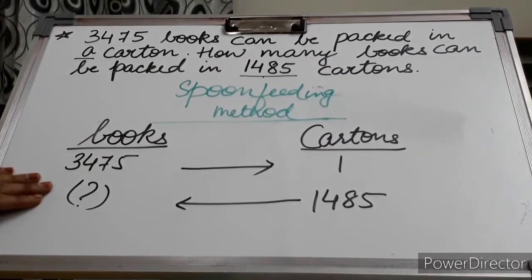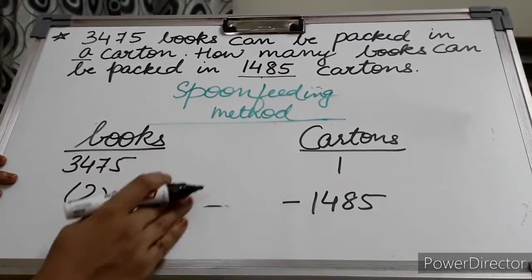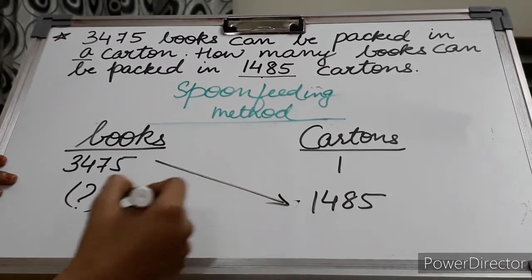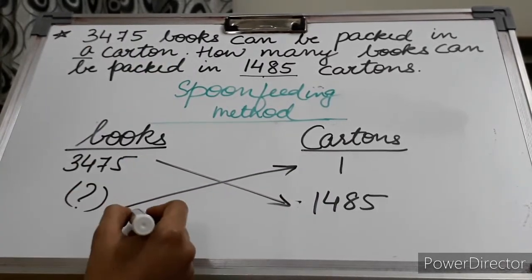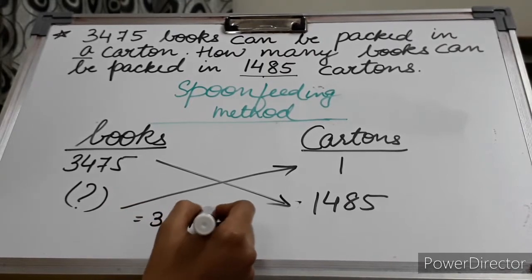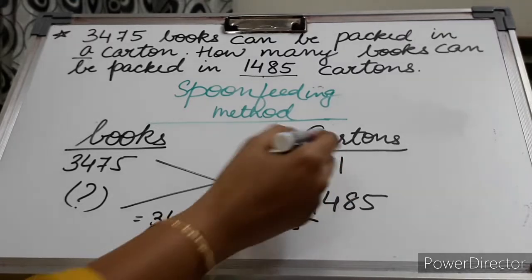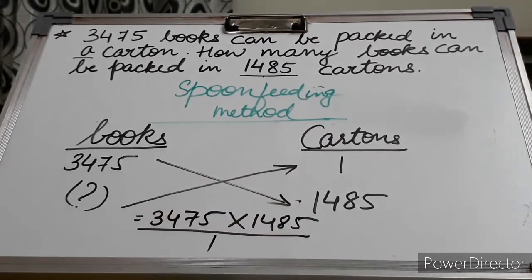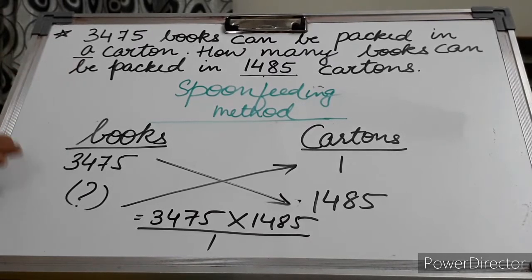Now what we have to do here is, simply we wrote the numbers as they are from the question. Now we have to do cross multiplication. So we will do cross multiplication and we will get the answer. So what is this? 3475 multiplied by 1485 divided by 1. So we will get the answer like that also. So this is the spoon feeding method. You can always recheck your answer to see if you are doing the multiplication or division correctly.